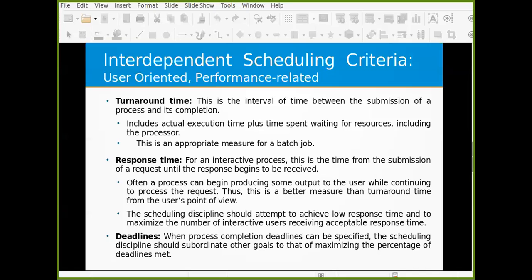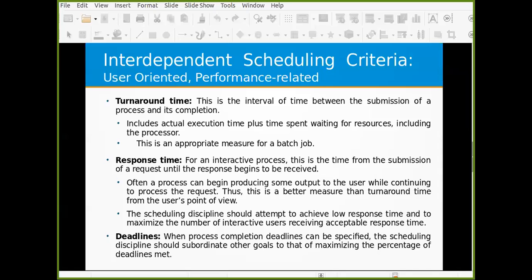So the scheduling discipline should attempt to achieve low response time and to maximize the number of interactive users receiving acceptable response time. And the biggest example of this kind of response time requirement is web browsing. Whenever you try to browse the internet, you always expect that as soon as you hit enter, you should get the response. The page should be displayed, isn't it?